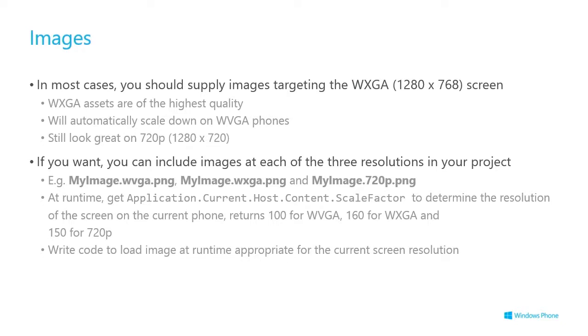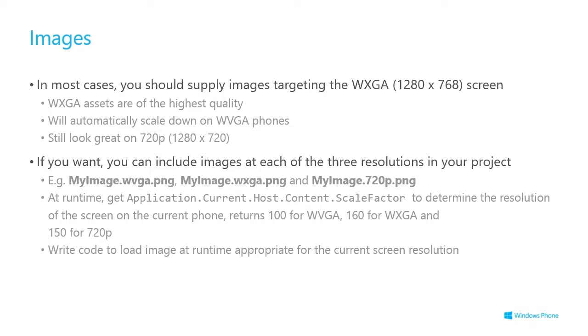Then it will automatically scale them down on WVGA phones, and it will still look great on the 720p, which is a pretty similar resolution to the WXGA. So you can just supply one image and it will be used across all resolutions, scaled from the highest resolution. But if you want to be pixel perfect and supply images for each of those 3 resolutions, you can do that.